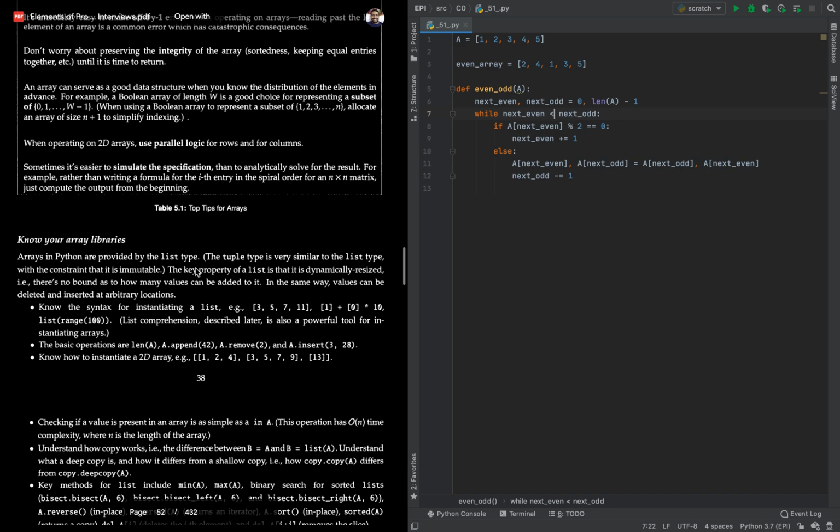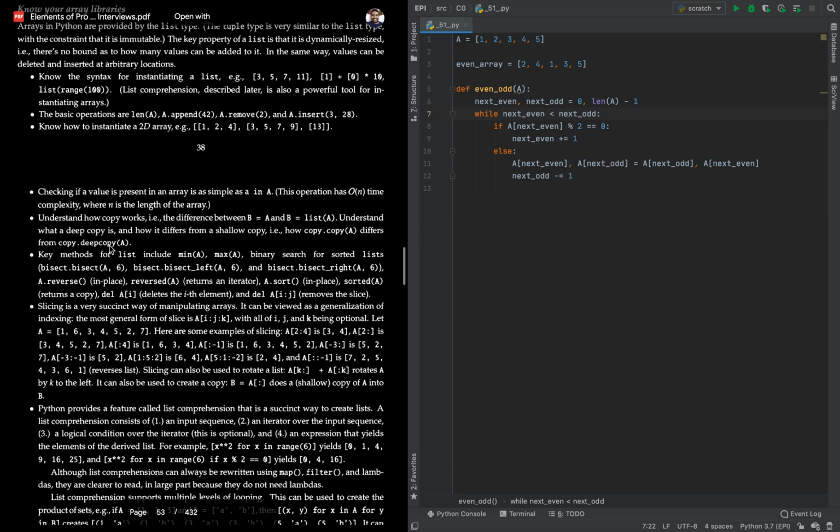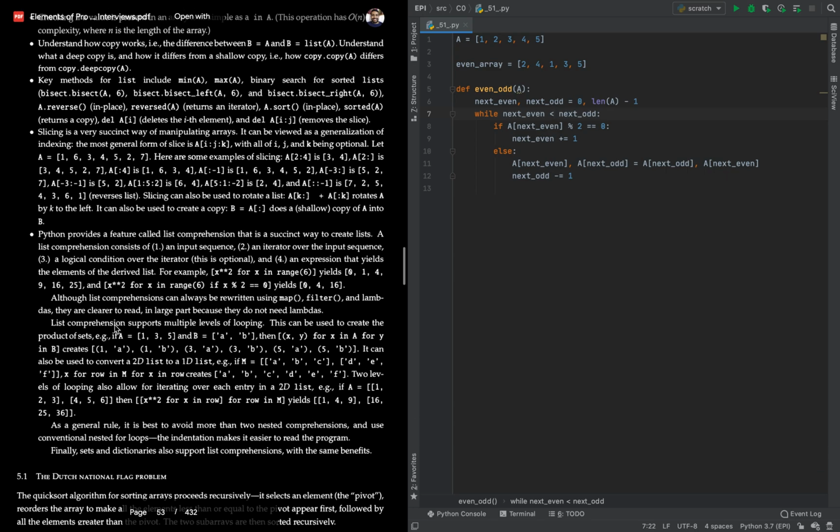Know the syntax for instantiating a list. For example, [3, 5, 7, 11] plus [0] times 10, or list(range). Okay, yeah, this is really important. List comprehension, described later, is also a powerful tool for instantiating arrays. The basic operations are len and append. Okay, so there's a bunch of pointers here. Check it out in your book. It's just really, really useful.